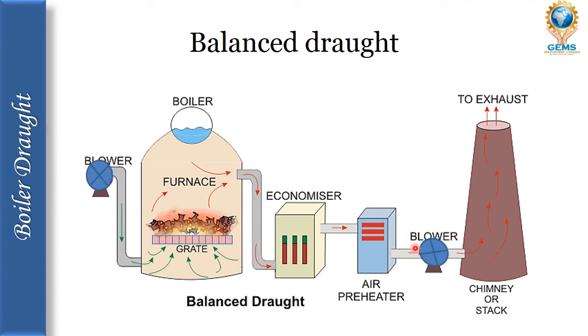When the boiler is working, air from the blower is used to burn the coal inside the furnace, and the exhaust gas from the furnace moves through the economizer and air preheater and then goes to the exhaust through the chimney or stack.